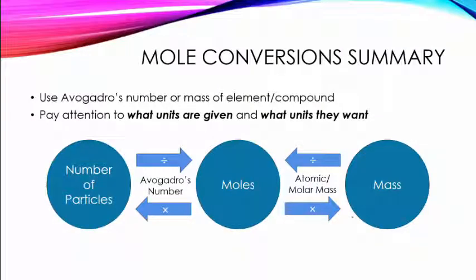To summarize, you are either going to use Avogadro's number or the mass. You need to pay attention. This is how you answer the questions. Pay attention to what they give you and what they want. So circle it, underline it like I've been doing. However you want to visually see it, write it out. That is going to help you with a lot of these word problems because almost all of these are word problems. Hopefully this will explain the notes you took.